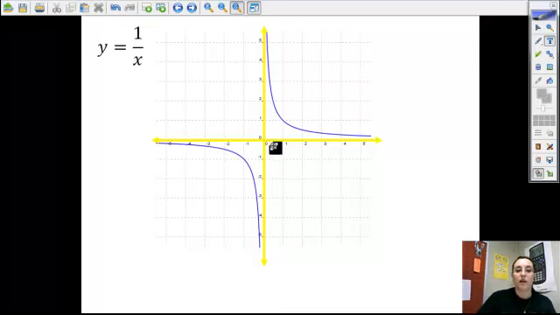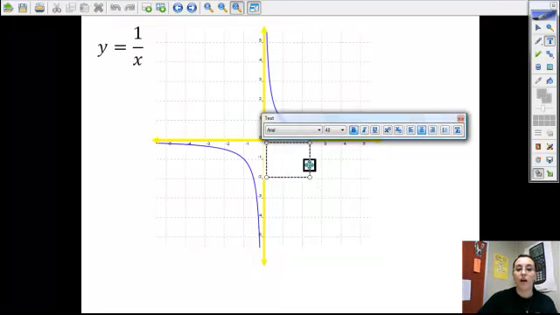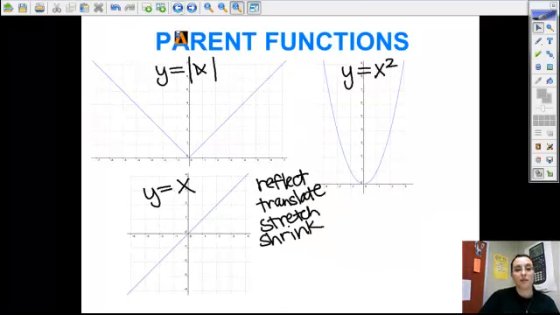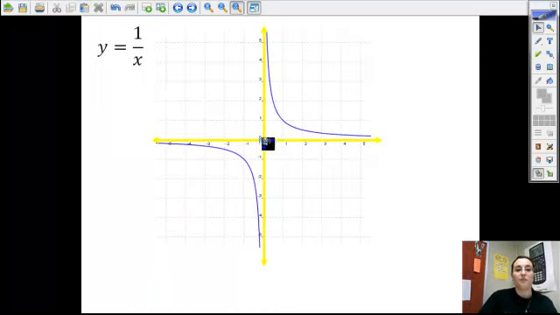And what we talked about before is how all of our parent functions are centered around 0, 0, and that is true also for this one. So in this case, our asymptotes intersect at 0, 0. So in a way, our function is still centered around 0, 0, even though it's not like the previous examples where they all have a vertex at 0 or where they cross through 0. It's still centered around 0, 0 in this example.